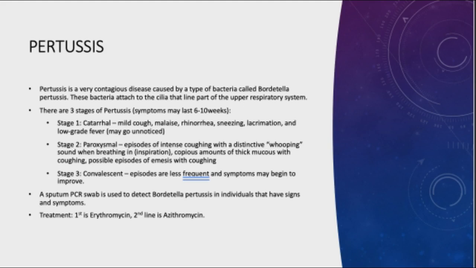Next one we're going to discuss is pertussis, and I'm sure the majority of you have probably heard of this. Pertussis is a very contagious disease caused by a type of bacteria called Bordetella pertussis. This bacteria attaches to the cilia that line the upper respiratory tract. On this slide, I include the 3 stages of pertussis. The main thing to know is that symptoms typically last about 6 to 10 weeks, and the paroxysmal stage is typically when people are the most able to pass along this condition.